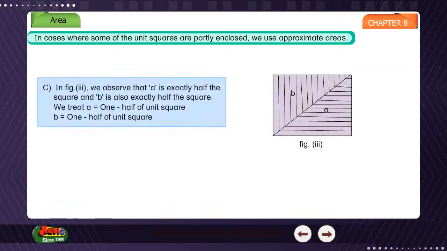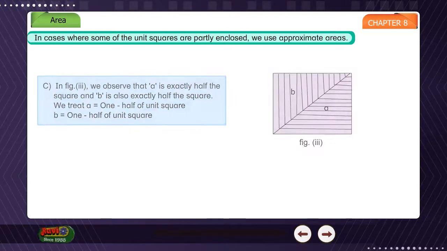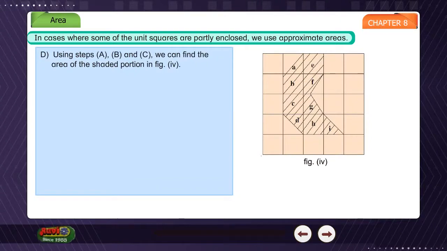C. In figure 3, we observe that A is exactly half the square and B is also exactly half the square. We treat A as equal to 1/2 of a unit square. B is equal to 1/2 of a unit square. D. Using steps A, B and C, we can find the area of the shaded portion in figure 4.